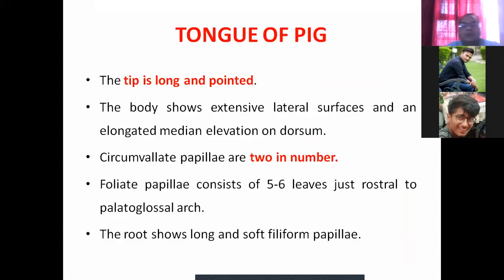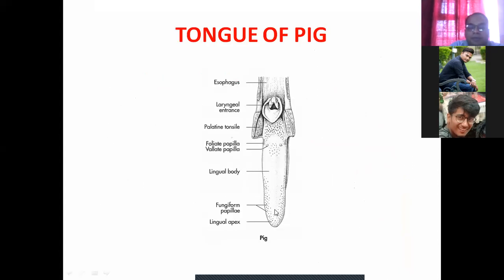What about the pig? The tongue is long and pointed. The tip is long and pointed. Important thing is that the circumvallate papillae are 2 in number. Foliate papillae are there. This is the tip of the tongue in the pig. The foliate papillae are here, on the lateral aspect of the root, and here are the circumvallate papillae, 2 in number.